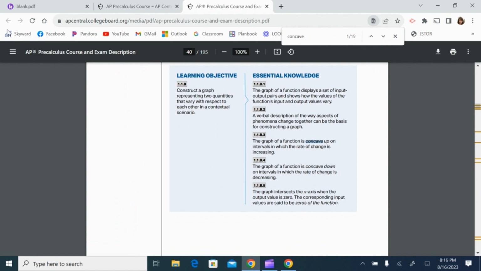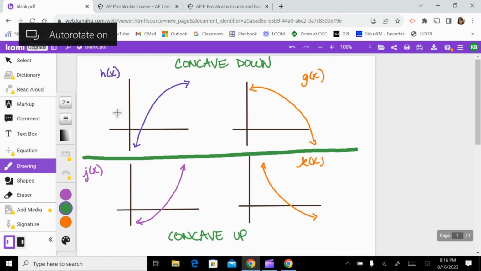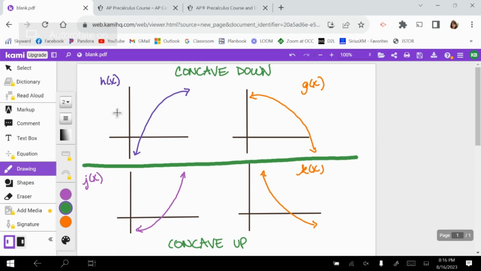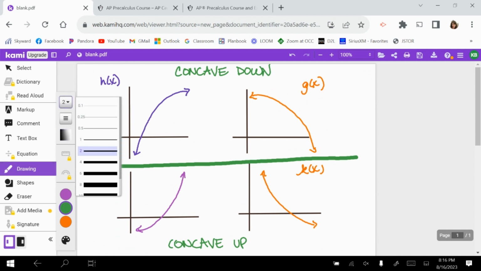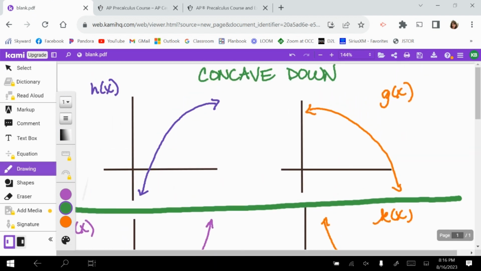So let's talk about what this means. I made a couple of diagrams for us. Looking at the functions on the top, h of x and g of x, you probably can tell by looking at these functions that they're both concave down. But let's back it up for a minute and just talk about increasing and decreasing. How do we determine, technically, whether a function is increasing or decreasing?